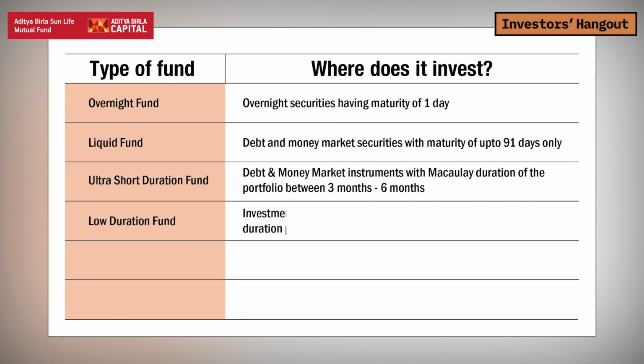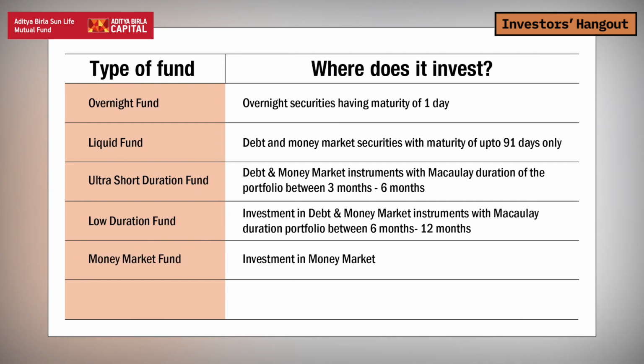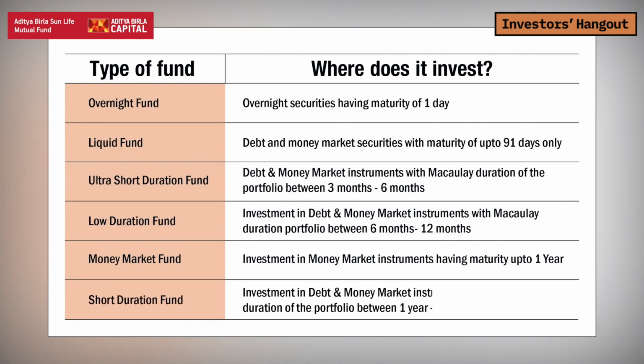This duration limit for a low duration fund will be 6 to 12 months. For money market category, again, as the name suggests, it invests in money market instruments of up to 1 year maturity. The last is the short duration category, which at a portfolio level has the mandate to invest across debt instruments and maintain a portfolio duration of 1 to 3 years.